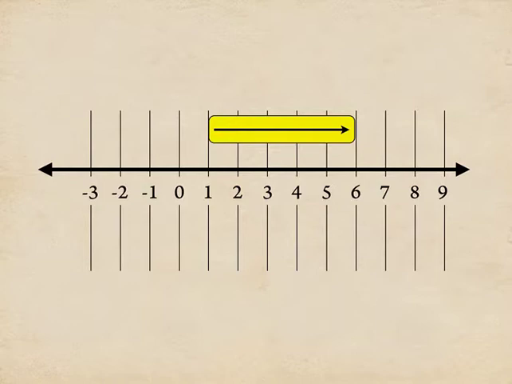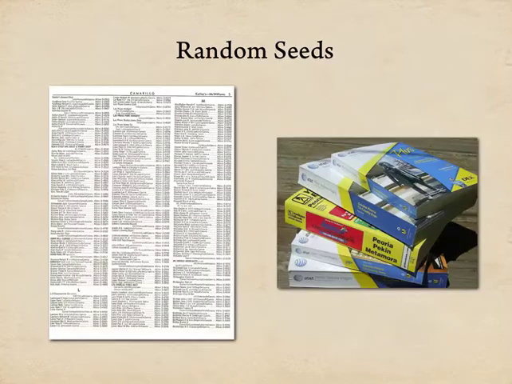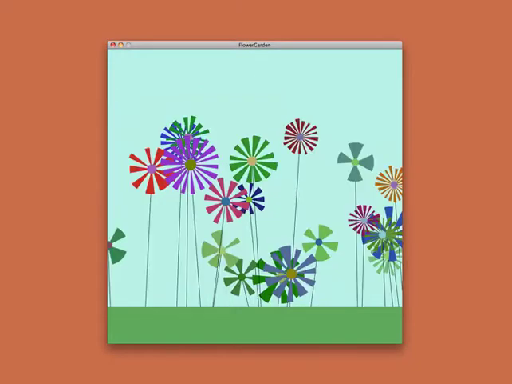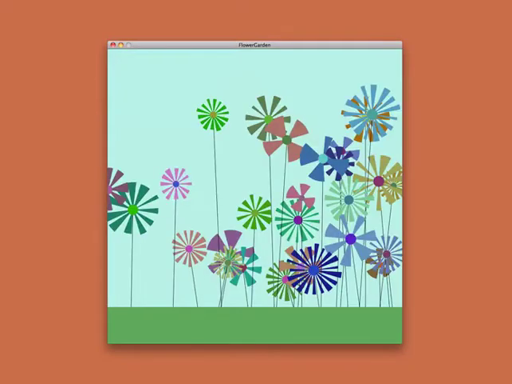There are times when we want the same random numbers to come up, and so we'll talk about how we would generate random numbers using a telephone book, and then the idea of using a seed to control the flow of random numbers. We'll look at making a garden of flowers by making individual flowers.